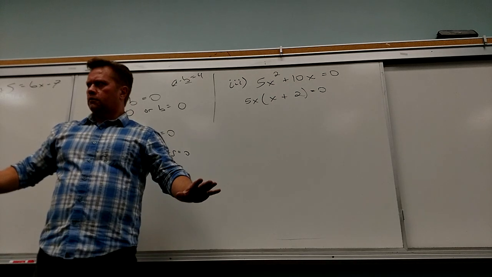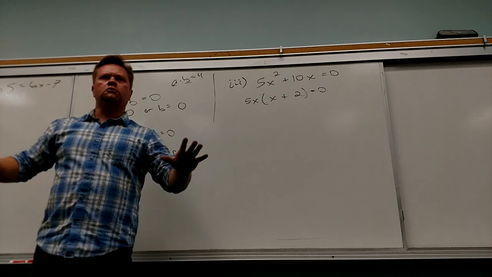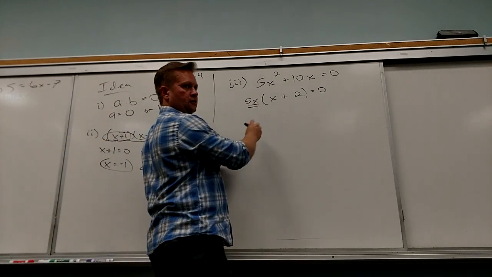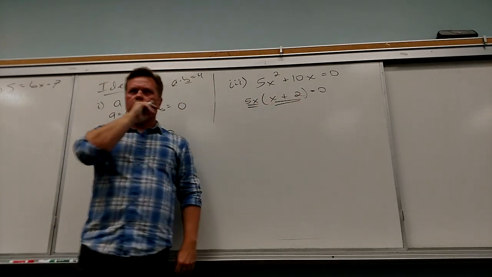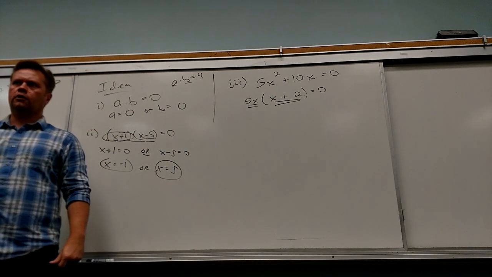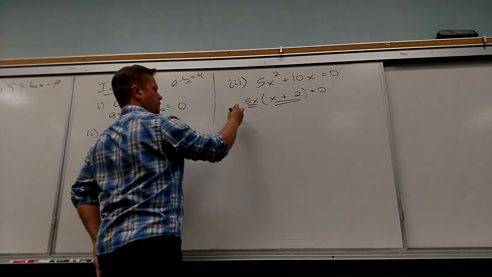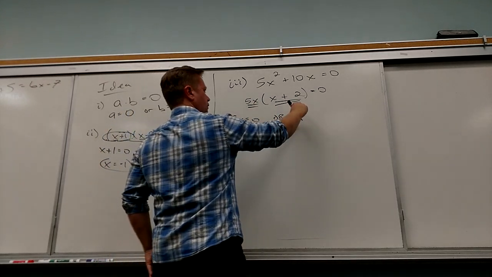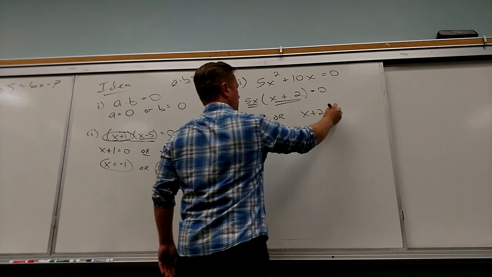Everybody with me? So what are the two numbers I have multiplying? I have 5x, and I have x plus 2. So what's got to be true about one of those two numbers? Either 5x is 0, or x plus 2 is 0.